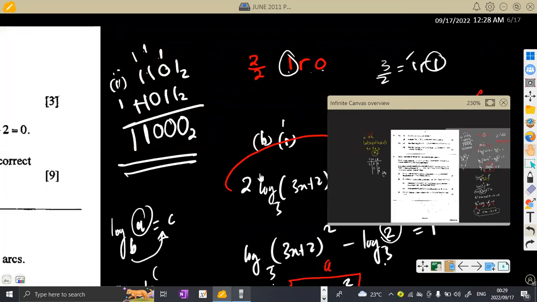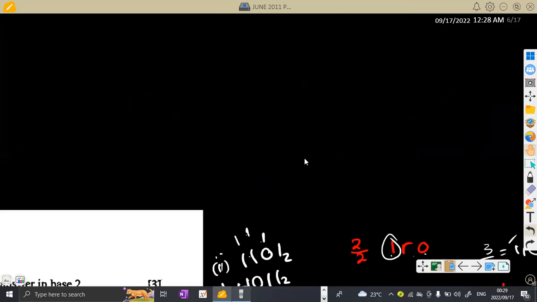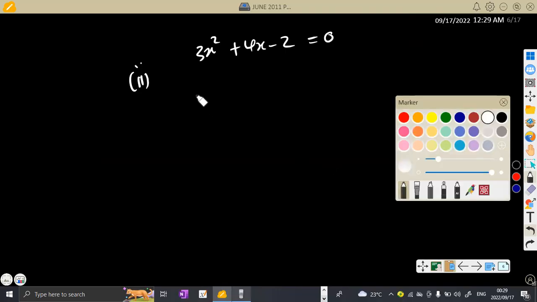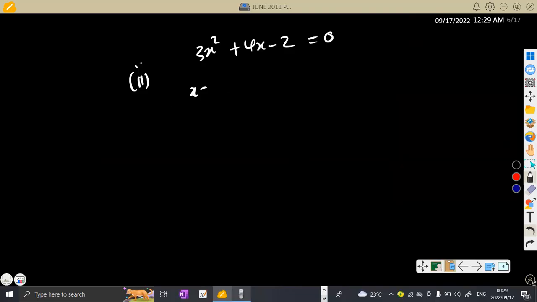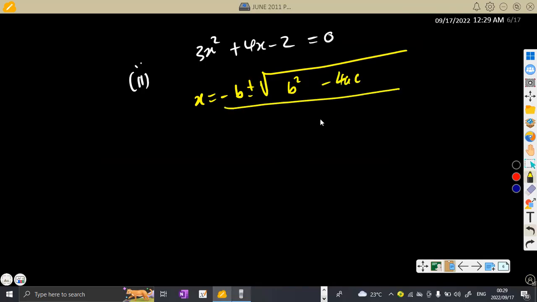Okay, so I'm just going to write our equation here. So this was our item 2. All right, so the equation was: solve the equation 3x squared plus 4x minus 2, the one that we managed to express up to this stage. So from this equation, remember our quadratic formula is going to be x is equivalent to minus b plus or minus the square root of b squared minus 4ac, everything over 2a.